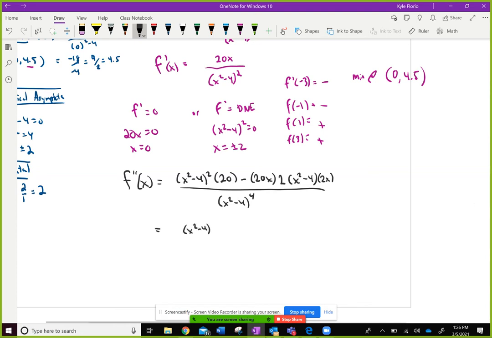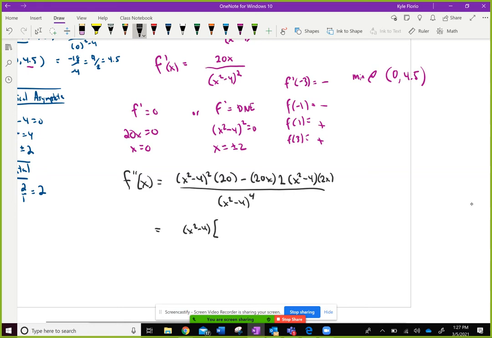And you absolutely can take the 20 out. I know I've done that in previous examples. The only reason I'm not is because I'm just gonna end up distributing the 20 in there anyways. It's just a constant, and when you're finding where the second derivative is 0, it's just a constant. Do you guys want me to take the 20 out? Does anyone care?